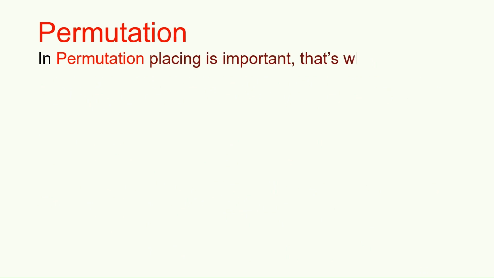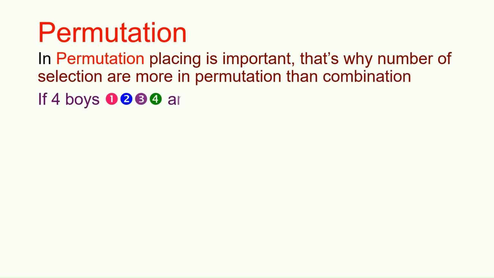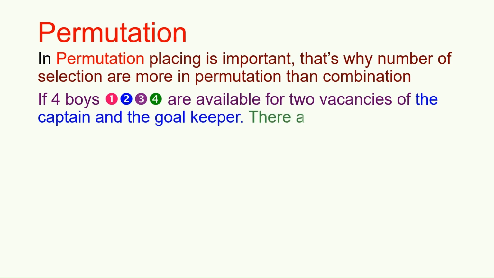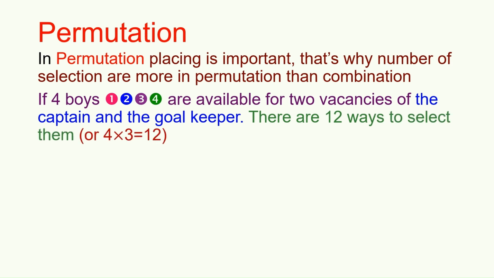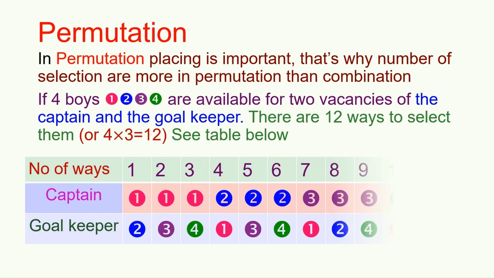In permutation, placing is important. That's why the number of selections is greater in permutation than in combination. If 4 boys numbered 1, 2, 3, and 4 are available for 2 vacancies of the captain and the goalkeeper, there are 12 ways to select them, or 4 times 3 is equal to 12. See table below.